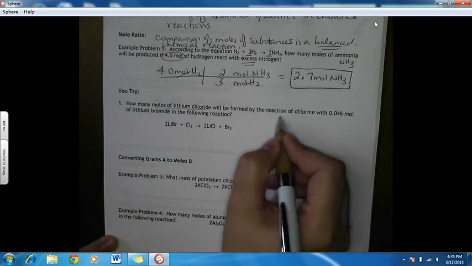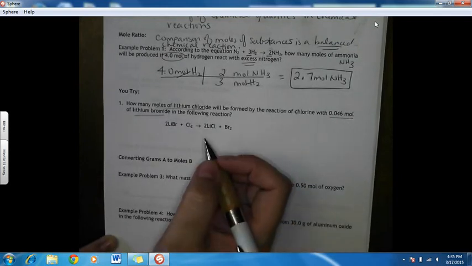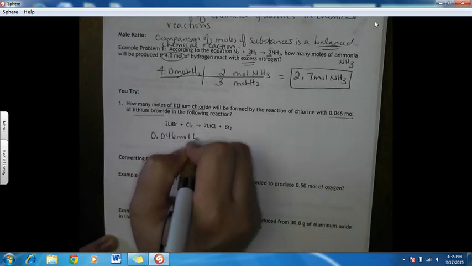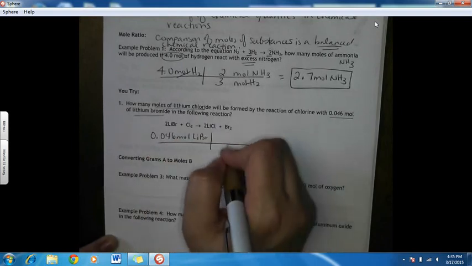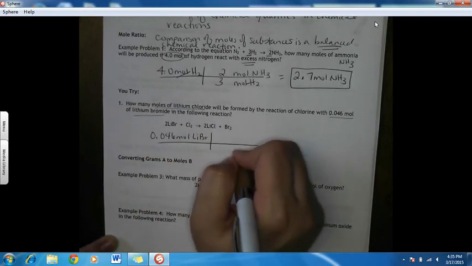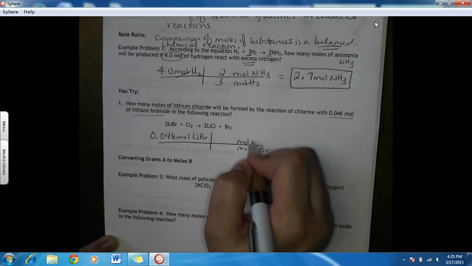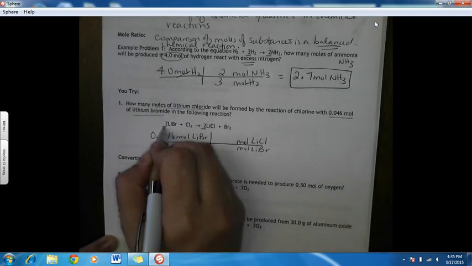So how many moles of lithium chloride will be formed by the reaction of chlorine with 0.046 moles of lithium bromide? So we have 0.046 moles of lithium bromide. How many moles of lithium chloride? So we want to get rid of moles of lithium bromide, so they go on the bottom, and then moles of what we want, which is the lithium chloride, on the top. And the mole ratio there is 2 to 2.